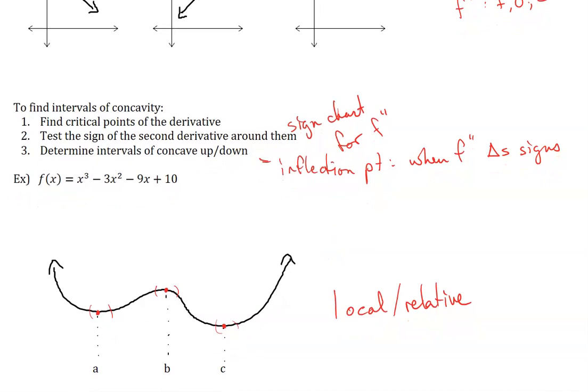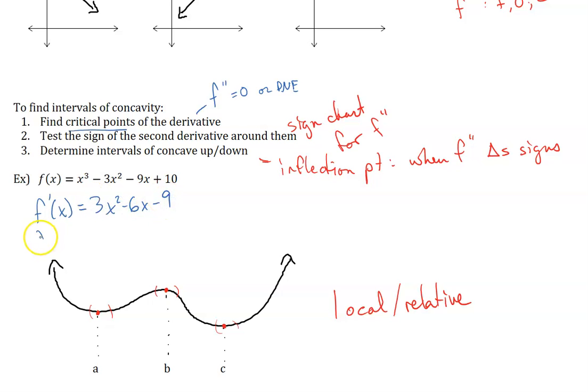Okay, this one right here, I'm going to do intervals of concavity. Remember here, we do the same thing that we did for the first derivative to find intervals of increasing and decreasing, but now we want critical points on the derivative. So critical point means the derivative equals 0 or doesn't exist. And so critical points on the derivative means that the derivative of the derivative, or f double prime, equals 0 or does not exist. Okay, so let's find our critical points of f prime by first finding f prime.